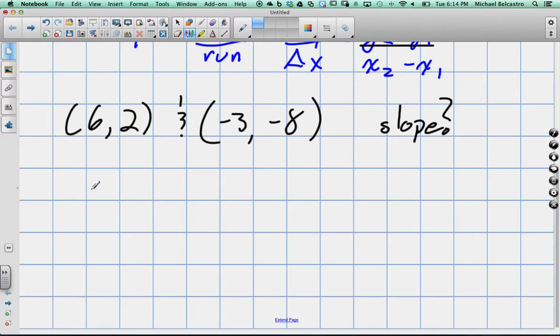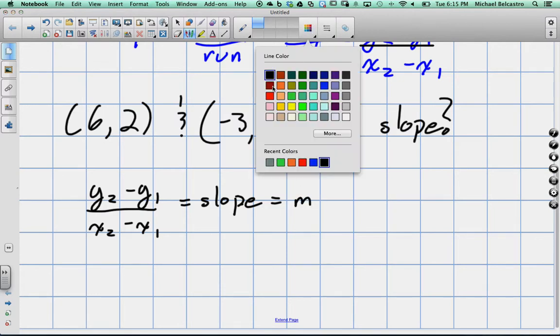Remember, our formula states that y2 subtract y1 divided by x2 subtract x1 is equal to the slope, which, if we're making our y equals mx plus b, is the m value. So this is the m value. This is how we find it. Well, I'm going to have to number these, right?